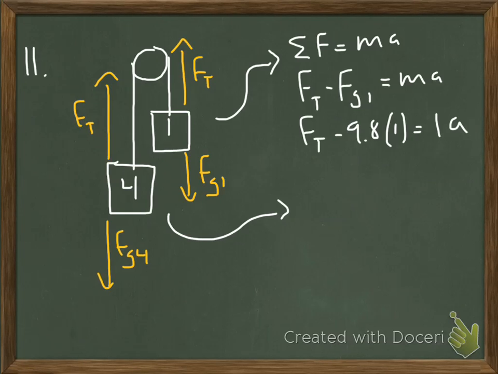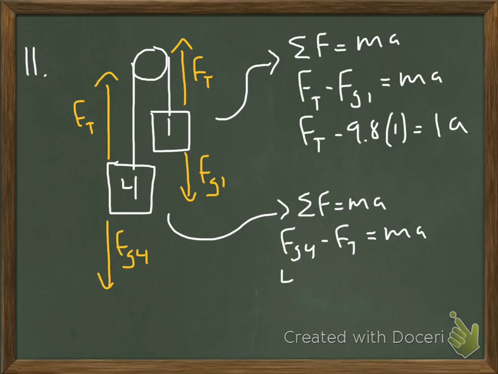Let's look at the sum of the forces on block number 4. Sum of the forces equal to mass times acceleration. Here we go. The force of gravity minus the force of tension equals ma. Now, how did I do that? How did I know to do force of gravity minus force of tension? Why did I not do force of tension minus force of gravity like I did for the other one?